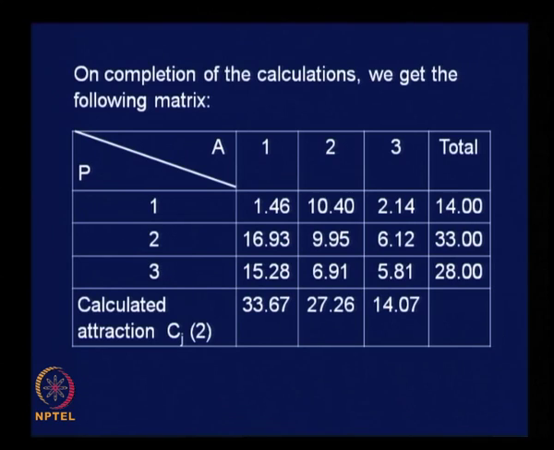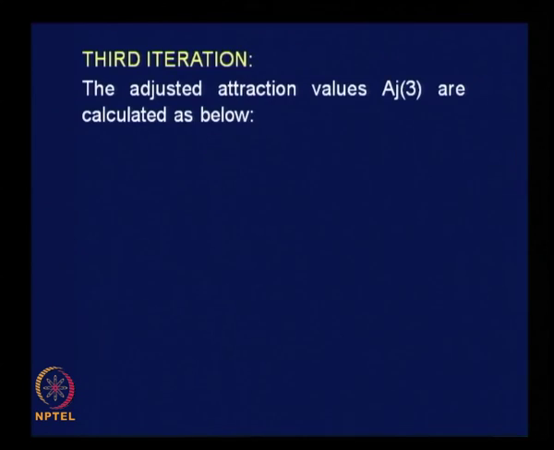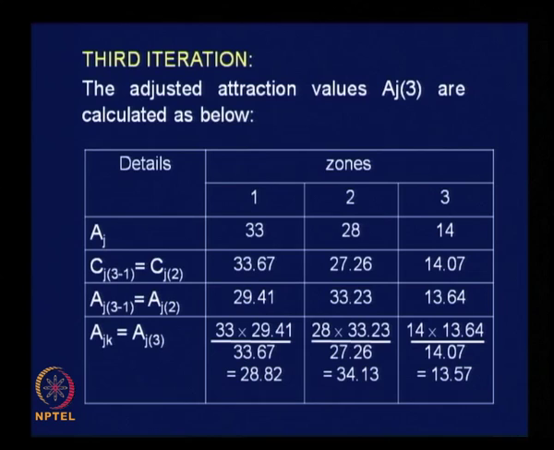So that is how you must have a feel of the need for continuing your iterative process. So there is no need for iterative process if by rounding up procedure you are able to get the desired numbers, whereas here it is not so, so we need to continue our iteration. Third iteration, the adjusted attraction values are to be calculated first, and the calculation is similar to what we have done earlier.